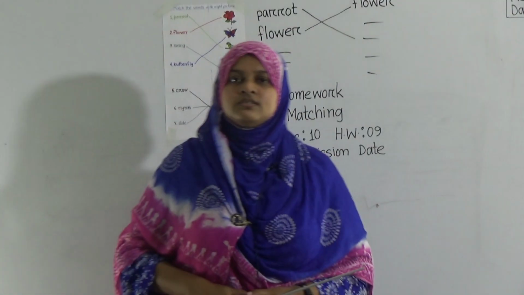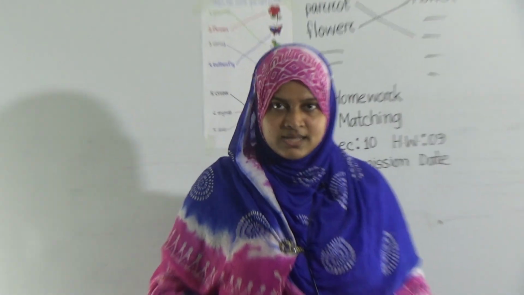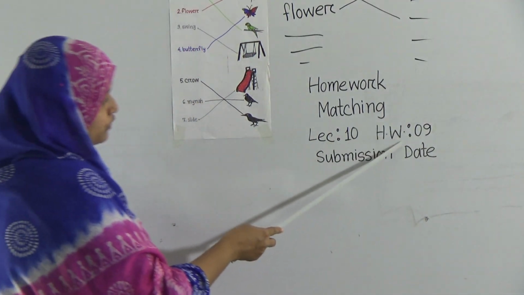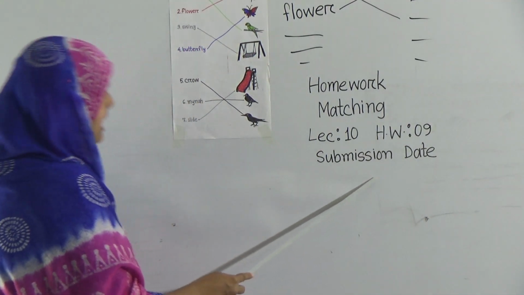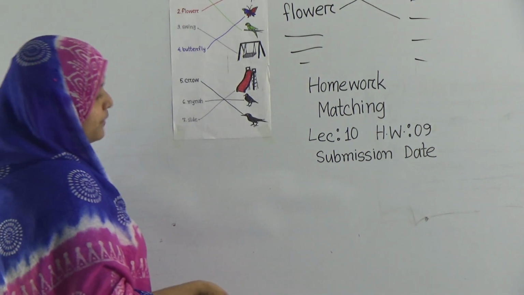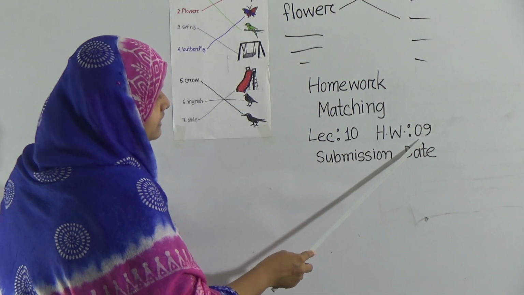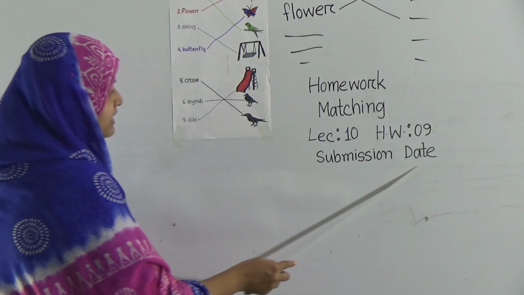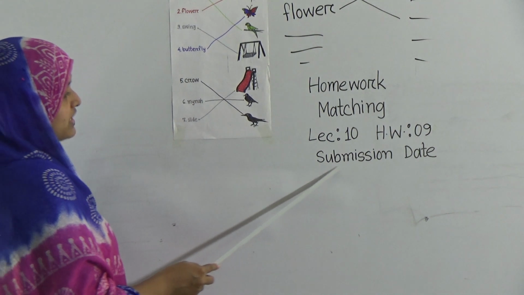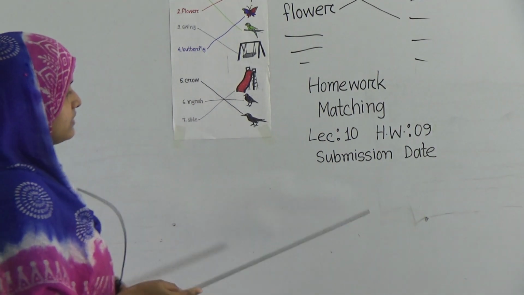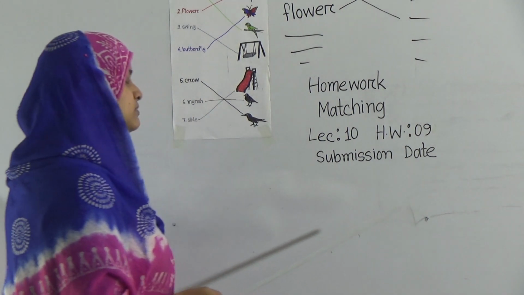So students, do your homework in your SW copy and please write the lecture number and homework number with the submission date at the top of the corner of your copy. Our lecture number is 10 and homework number is 9. And don't forget to write the submission date. You have to submit your SW copies on every Sunday, and please write the date of Sunday.